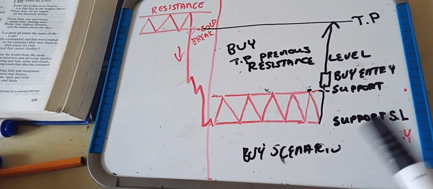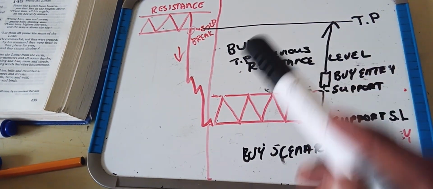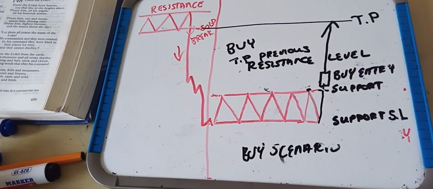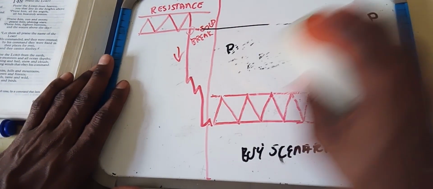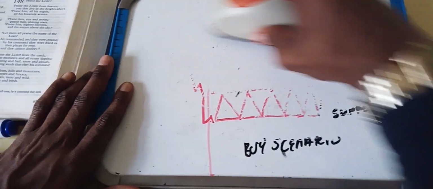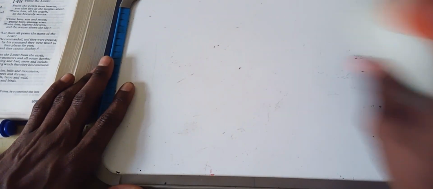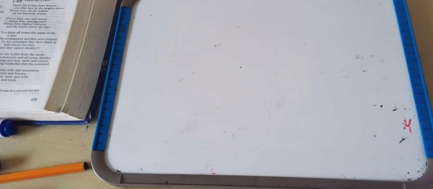So if you buy after the breakout, always move your take profit to the previous resistance level. I hope that made sense. As simple as it is. So the breakout strategy is quite simple. You just have to follow those rules.